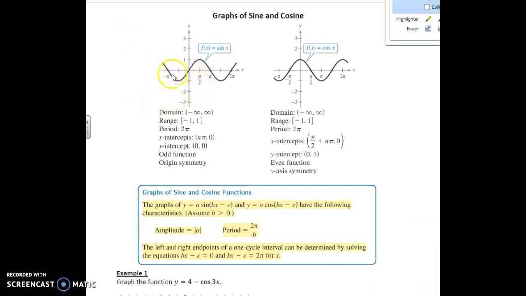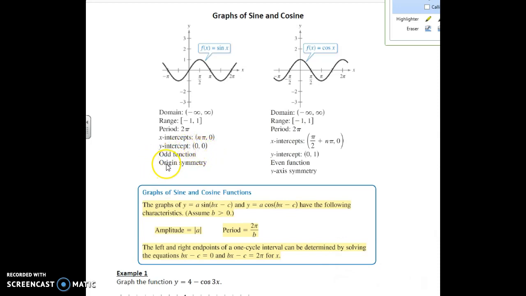So over here you see what the parent sine function looks like, and some of its properties are domain, all real numbers. It has a range from -1 to 1, a period of 2 pi. We already saw that with your graphs today. The x-intercepts happen at every repetition of pi. This is what that means, along with 0. The y-intercepts are at 0, 0. It is an odd function.